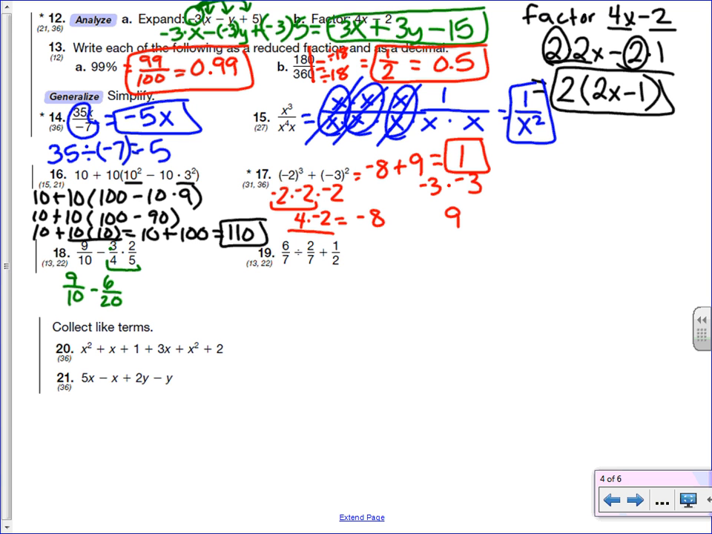And I see that if I divide the top and bottom of this fraction by 2, I'll get something over 10. 6 divided by 2 is 3. 20 divided by 2 is 10. So now I have 9/10 minus 3/10, which is 6/10. And I gotta reduce that since they're both even. Divide by 2, which gives me 3/5 as my final answer.